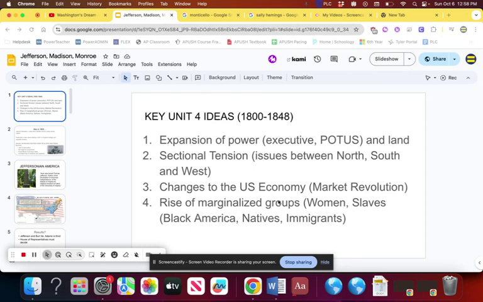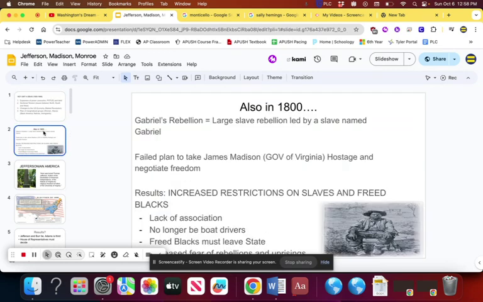And then, as always, we're following our marginalized groups. Our groups that still don't have full rights as citizens of the U.S. yet, such as women, slaves, freed slaves in Black America, Native Americans, and immigrant populations coming into the country. So really, I would get those down because those are our four big topics.